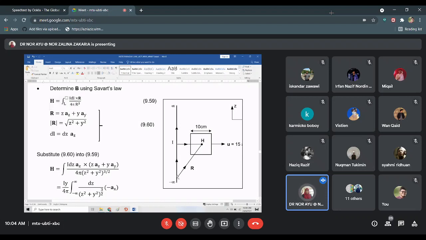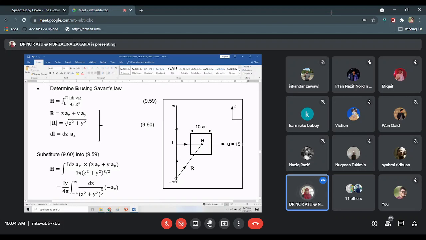So you need to find what is your R. Okay, from the line, you draw a straight line from the line to the point of interest. R, because you want to find here, whatever B inside the loop. Okay, so just take one single line from your line current towards the point over here. So that will be your R.